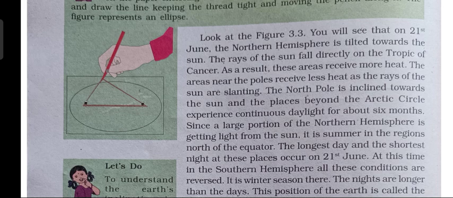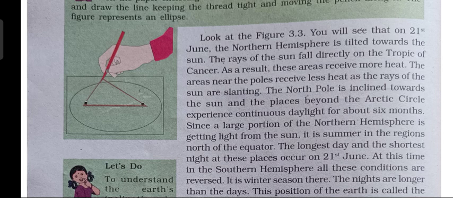The rays of the sun fall directly on Tropic of Cancer. As a result, these areas receive more heat. The areas near the poles receive less heat as the rays of the sun are slanting. So now, since the northern hemisphere is tilted or it is bent towards the sun, children, that is why the rays of the sun fall directly on Tropic of Cancer. The direct rays of the sun fall on Tropic of Cancer on 21st June. This is very important. On 21st June, direct rays of the sun fall on Tropic of Cancer.